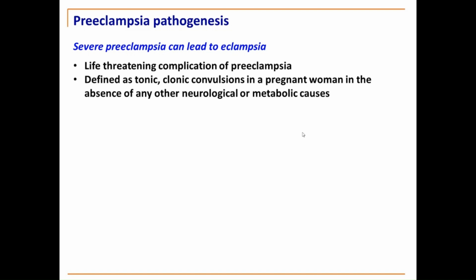This is a life-threatening complication of preeclampsia, and it's defined as tonic-clonic convulsions in a pregnant woman in the absence of any other neurological or metabolic causes. Tonic-clonic seizures are a type of generalized seizure that affect the entire brain. It's not known exactly what triggers the progression from preeclampsia to eclampsia, but it's seen when the blood pressure is very high, possibly causing aneurysms in brain blood vessels, as well as hypoxic episodes due to damage to vessels, and that might lead to the fits observed. But the exact trigger or causes of triggers are unknown.